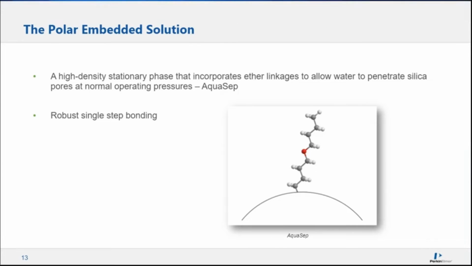In order to overcome this, we have developed an ether-linked stationary phase. It has a C18 chain, but at the base of the chain is an ether linkage. This ether linkage is polar enough to allow water, or the mobile phase, which primarily consists of water, to enter the pore structure at the normal operating pressure.